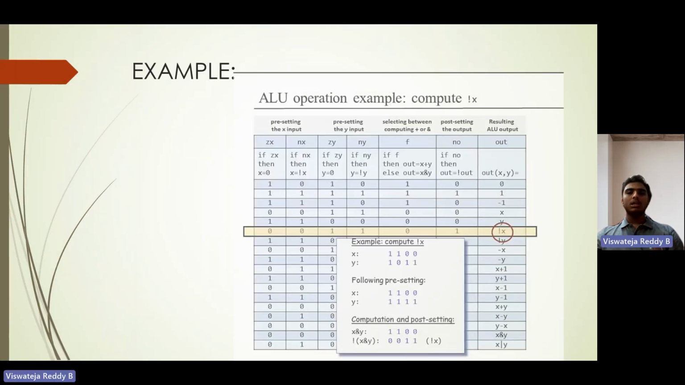So let's take one example of ALU operations. Here let's compute X or not Y. We'll take two inputs, X and Y. We'll take the X value as 1100 and the Y value as 1011. Pre-settings: X is 1100, Y is 1011. Compute and post-settings of X and Y. X and Y gives 1100. Not of that gives 0011. Not means we are performing the one's complement. What is meant by one's complement we'll see further on.